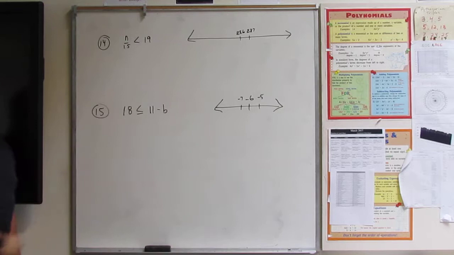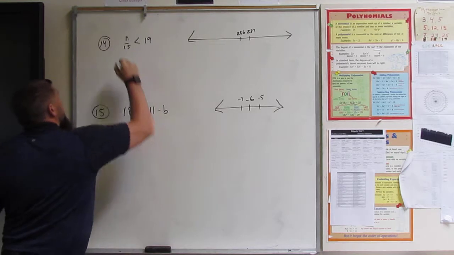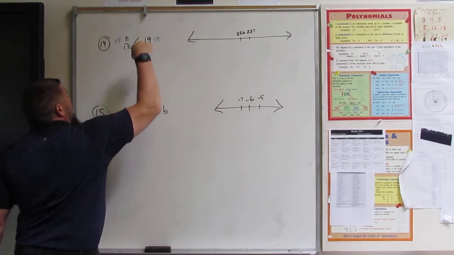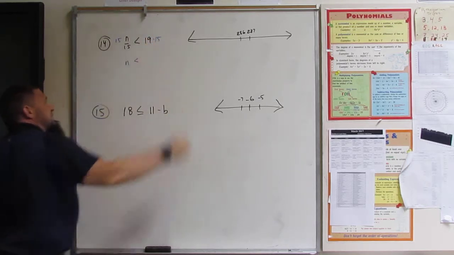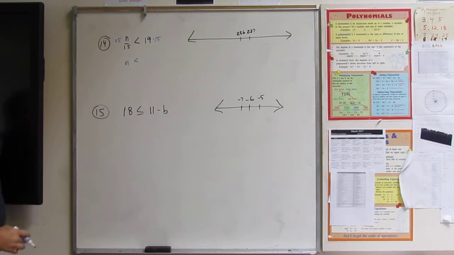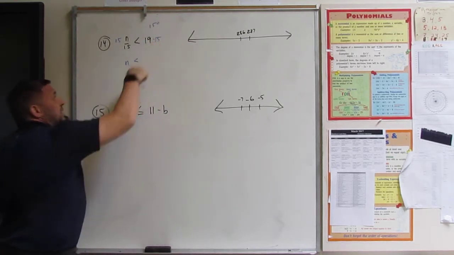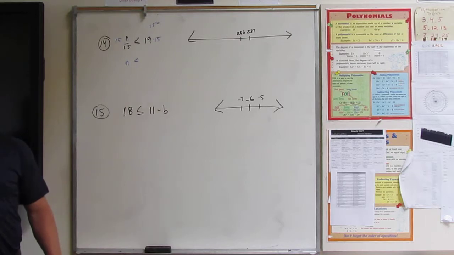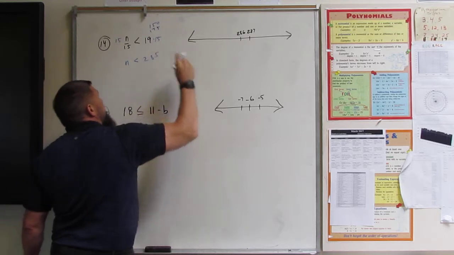For this one, what do we do to solve for n? Times by what? 15. So then I've got n is less than 15 times 19. There's two ways to go about this. I could look at it as 10 times 15, which is 150, and then 9 times 15, which is just 15 less than 150, which would be 135. And then that's 285, right?